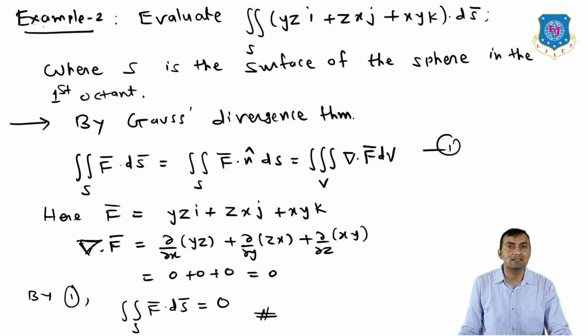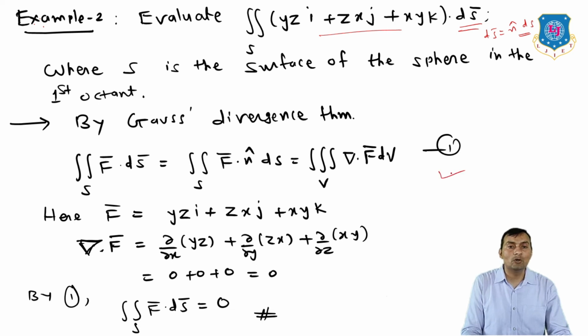Let us see the next very simple question, and you have to think about where we can use Gauss's divergence theorem. Here it is not specified that we use Gauss's divergence theorem. So evaluate the double integration over the surface S of F dot ds bar. But whenever ds is there, we can use n cap ds, that we all know, where S is the surface of the sphere in the first octant.